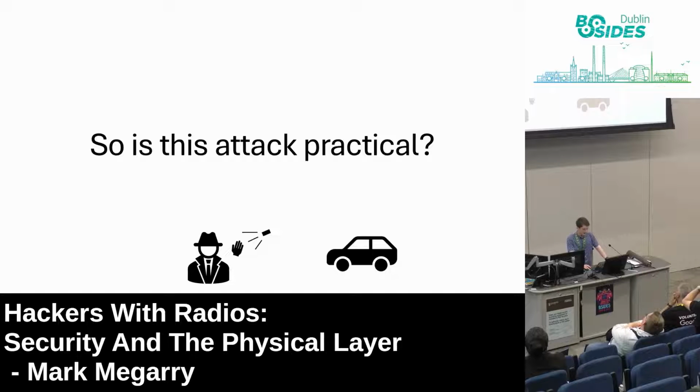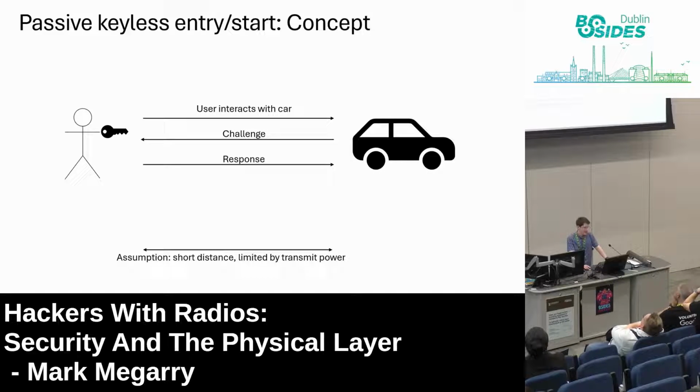Now, an attack that's a bit more practical is an attack on passive keyless entry. So the user has his key in his pocket, and he walks up to the car and pulls on the door handle. The car sends out a challenge to the key. If the key is present and valid, it will then calculate and send a response. And we have this fatal assumption at the bottom, that because the transmit power of both parties is limited, the distance that this can happen over is quite short. But this isn't always true.